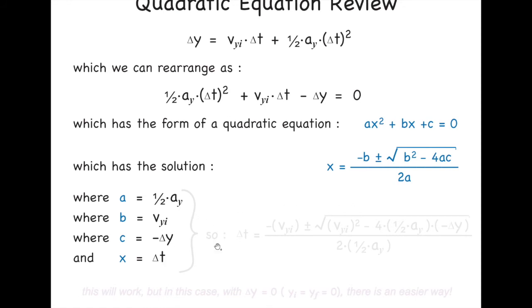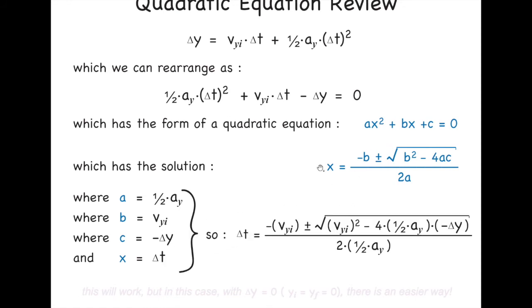So then we can just plug these things into the known solution for the quadratic equation and solve for x, or in this case, delta t. So we plug in minus b plus or minus the square root of b squared minus 4ac over 2a. Okay, and we can do this, and this does work. And there are times when you will have to solve the equation using this. But in this particular case, there is an easier way.